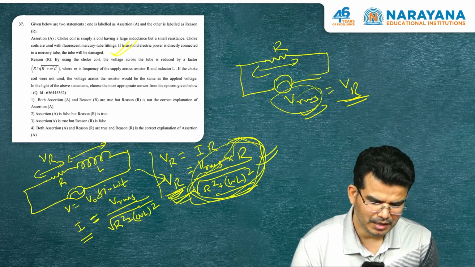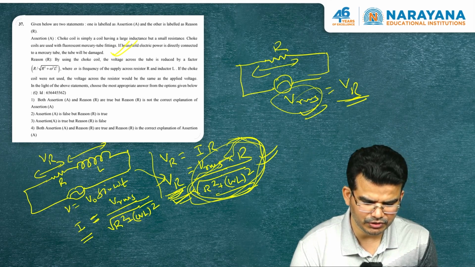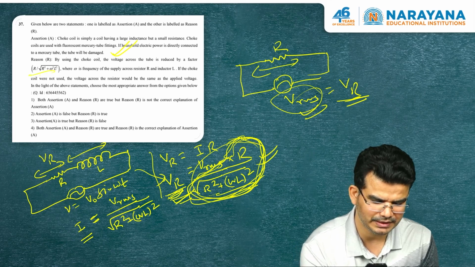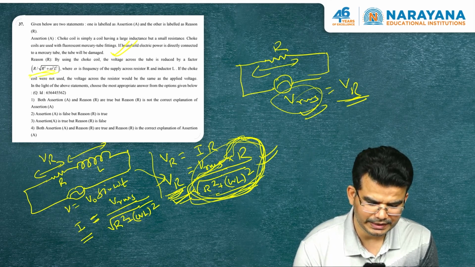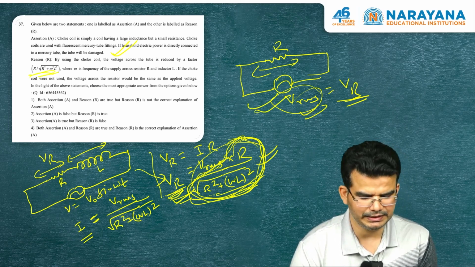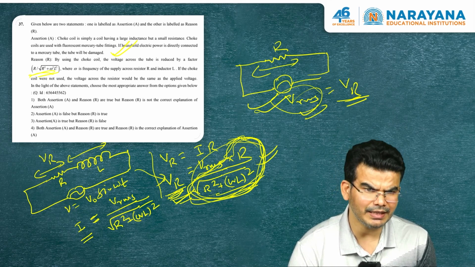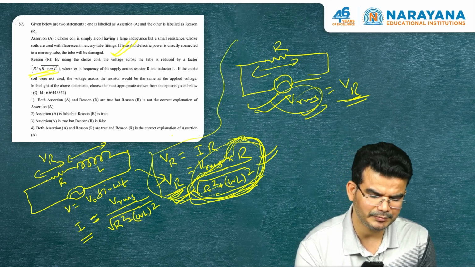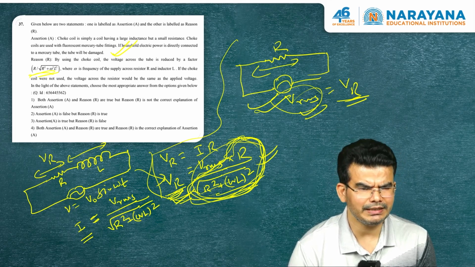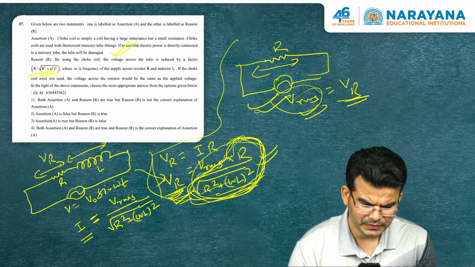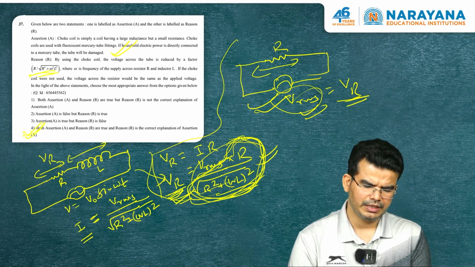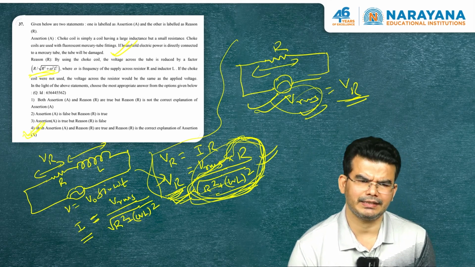Let us come to the second line. By using choke coil, the voltage across the tube is reduced by a factor. Right now we explained R by root over R square plus omega L square, that is what they have written. And if choke coil were not used, I have explained that already. It means the second line is also correct, and the reason is the correct explanation, because of this reason only we explained our first line. So, the correct answer should be: assertion is correct, reason is correct, and reason is a correct explanation. So, which option is there? I think option number 4, assertion is correct, reason is correct, and reason is a correct explanation, okay, fine.